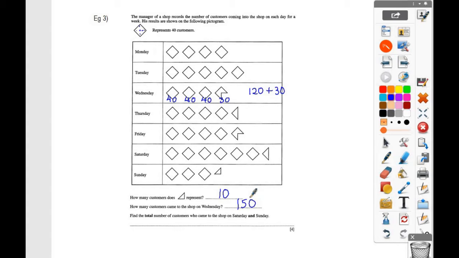Finally, find the total number of customers who came to the shop on Saturday and Sunday. So we have 1, 2, 3, 4, 5, 6, 7, 8, 9 lots of 40. Plus we have a half of 40, which is 20. And we have a quarter of 40, which we found out earlier was 10. So in total, we've got 9 lots of 40, which is 360, and the 20 and 10, which is 30, altogether 390 customers.